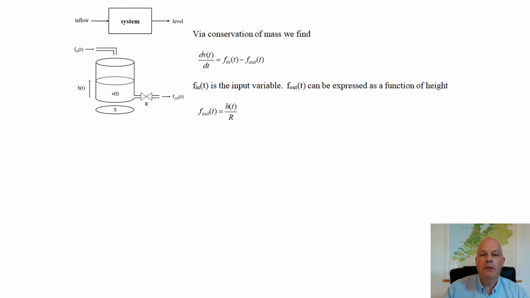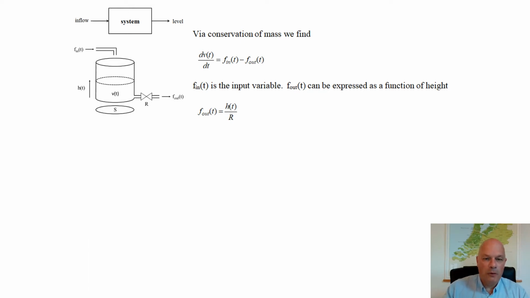But the outflow is a function of the height of the liquid. And that's a bit of a strange definition of resistance, but it's quite intuitive. If the height of the liquid is 0, then there's no outflow, and the higher the liquid volume gets, the bigger the outflow over this resistance that we assume linear.